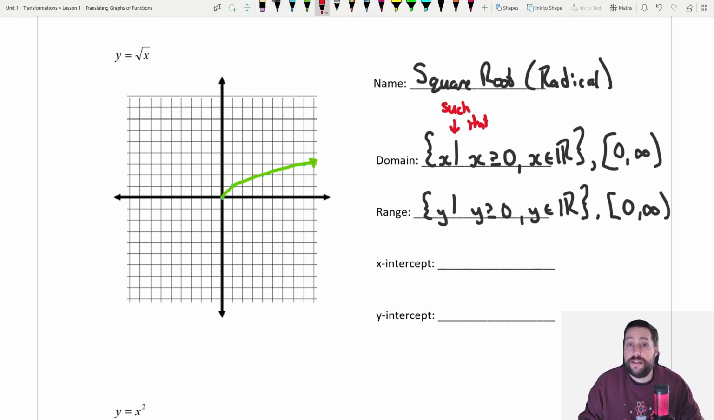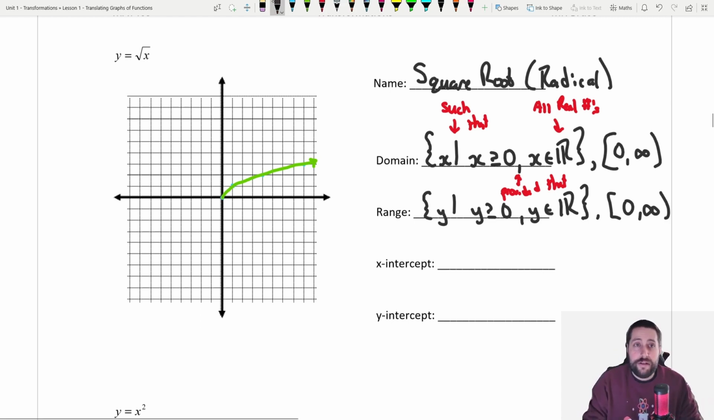Okay, x such that x is greater than or equal to 0, and this little comma is provided that x is an element of all real numbers. That's basically what's stated. That's how it's spoken, how it's said.